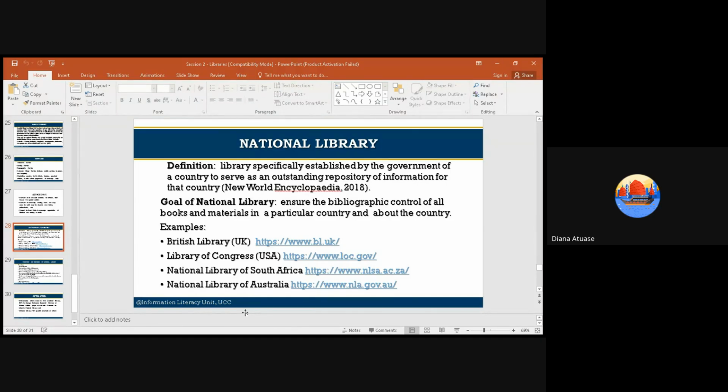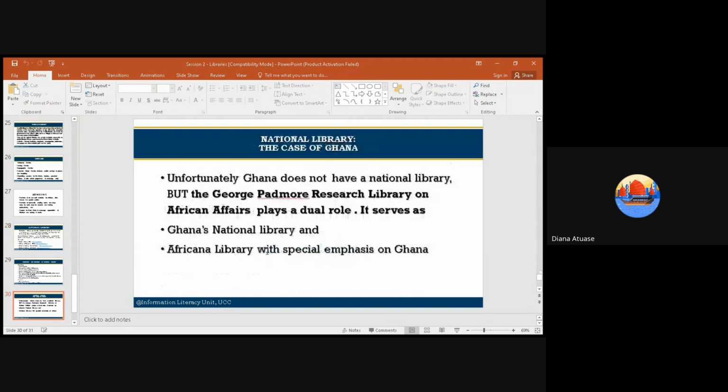And we have examples of national libraries. So we have the British Library, that is a national library. We have in the United States, their national library is called the Library of Congress. They have the National Library of South Africa. We have the National Library of Australia.